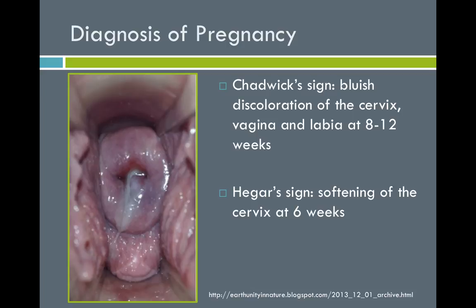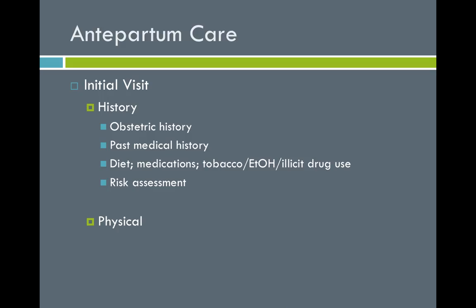Some signs that you need to know for pregnancy, some things that you will see again. Chadwick's sign, which is a bluish discoloration of the cervix, vagina, and labia, and this is just from venous congestion. This occurs at 8 to 12 weeks. Hegar's sign, the cervix begins to soften at about 6 weeks.